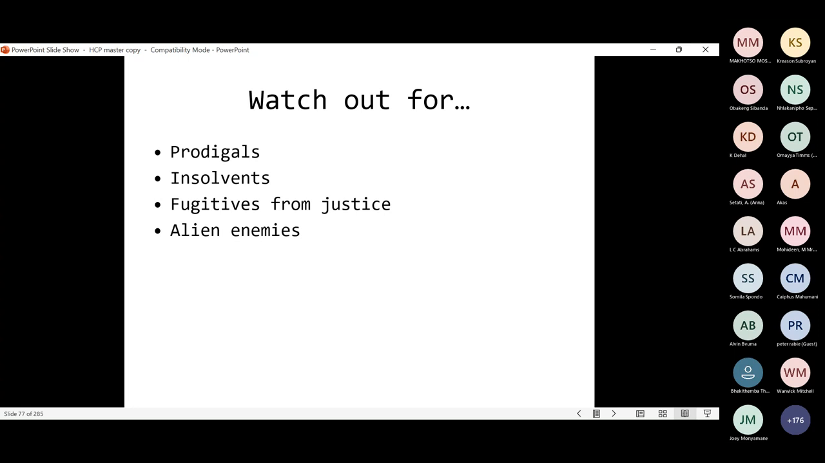Alien enemies. An alien enemy is a person who is a citizen of a country with which we are at war. So there's none of that at the moment, but remember, you must take note of that.